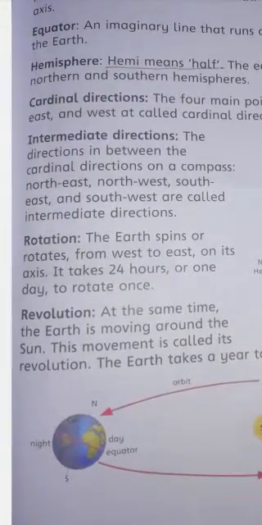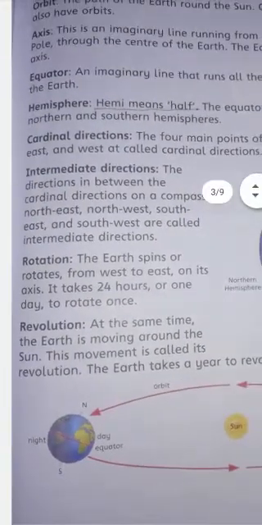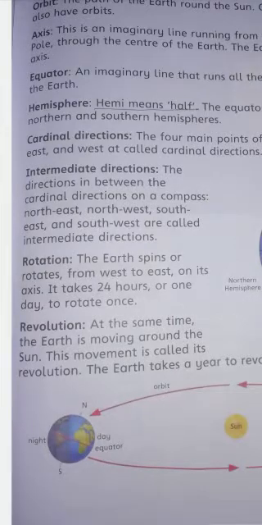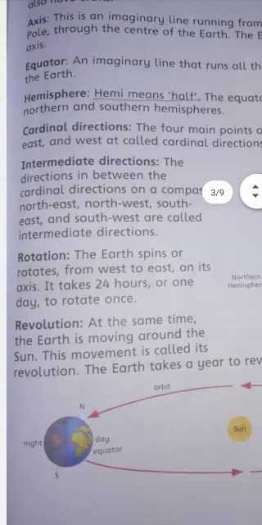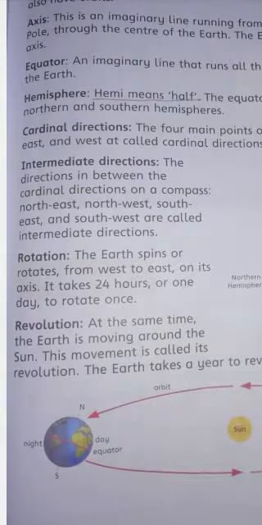Okay, then comes cardinal directions. You people are well aware of the compass rose, which tells us the four main directions: south, north, east, and west. These are called cardinal directions. The directions between these four main directions are called intermediate directions. These are northeast, northwest, southeast, and southwest.